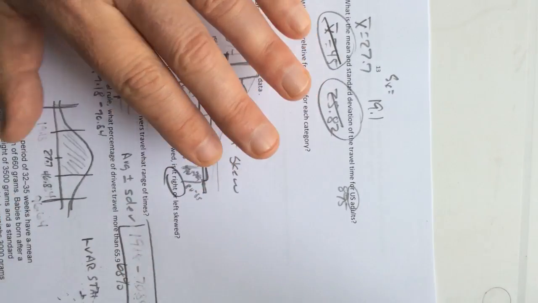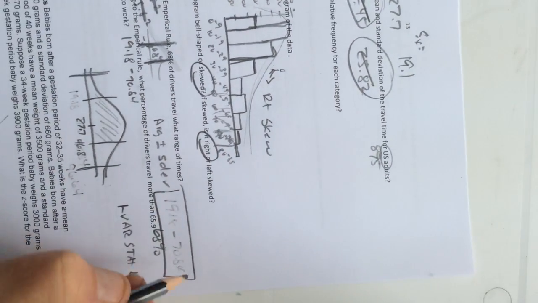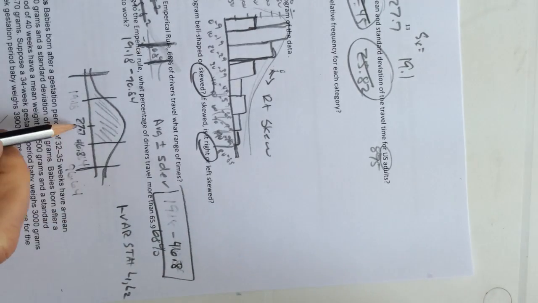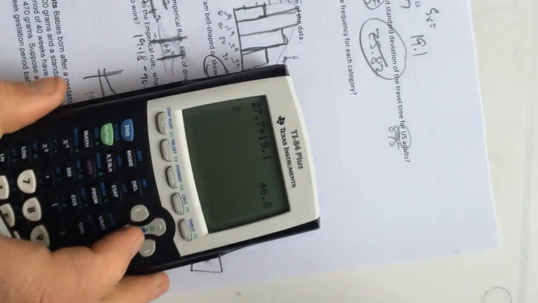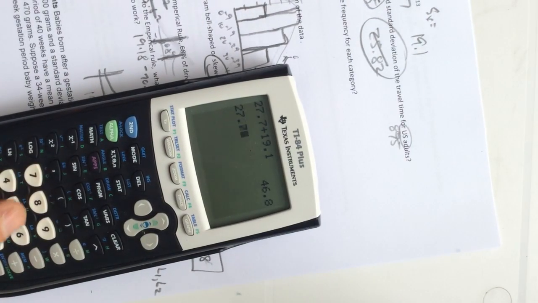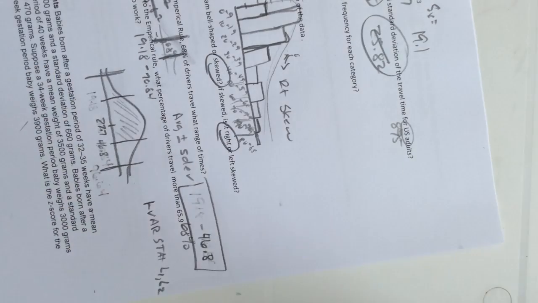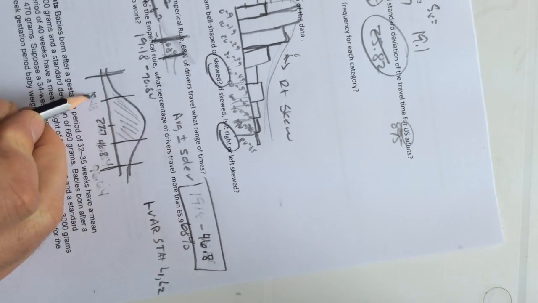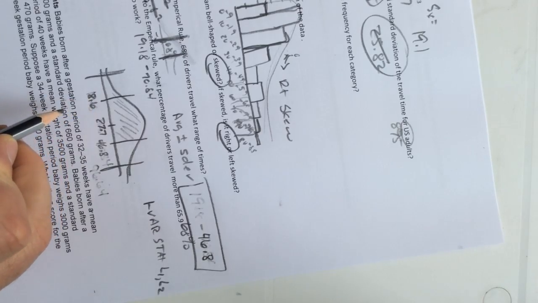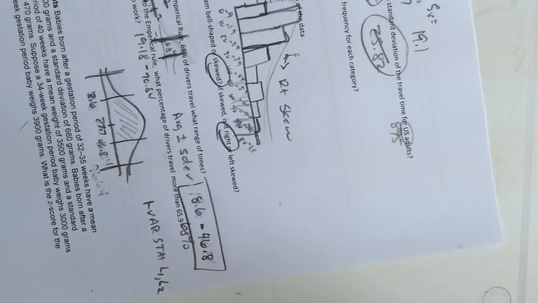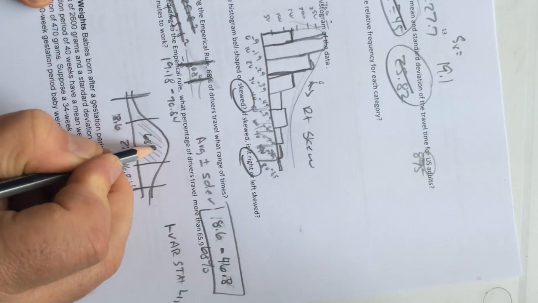The middle 68% has a high end of 46.8. And then 27.7 minus 1 standard deviation, the low end is 8.6. Okay, that's the middle 68%.